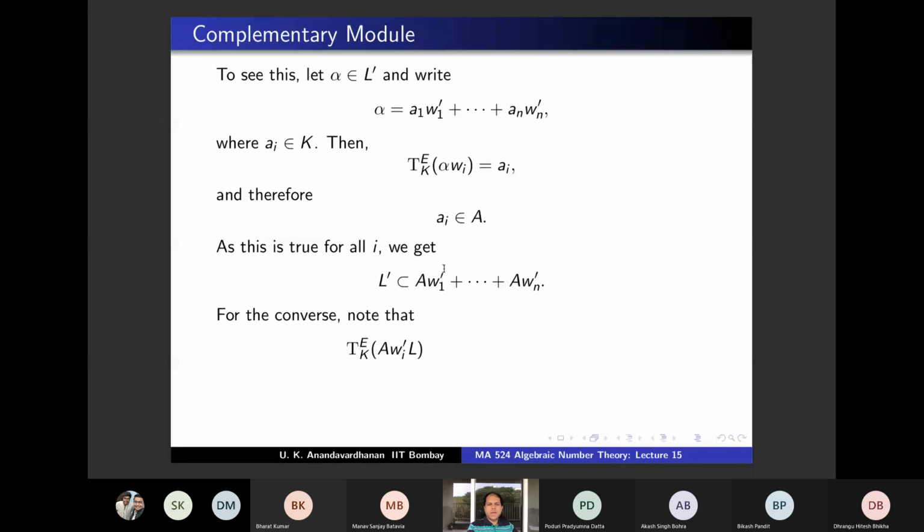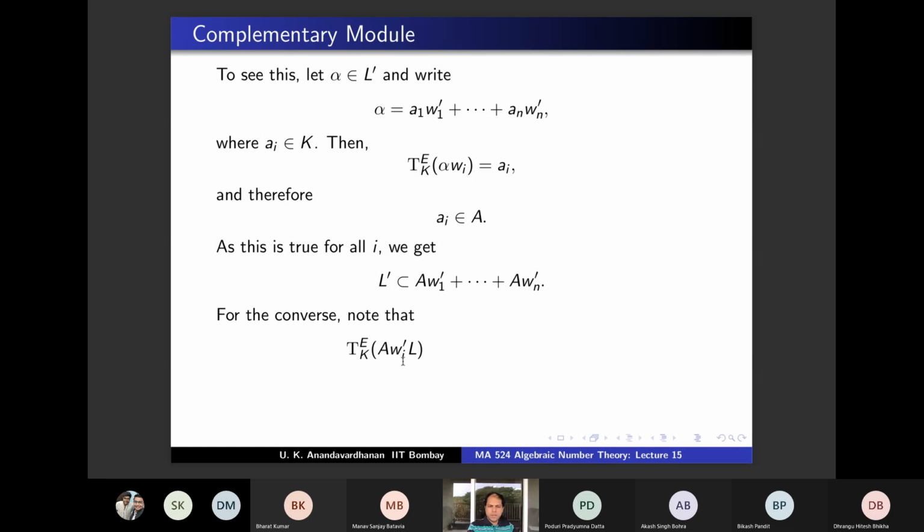So if you take A, W_i prime times L, and if you take trace, right, you have to show that this is contained in A. Yeah, so you take something in L, like summation alpha_i W_i, that is summation alpha_j W_j. So this A will come out because it's trace. Something A will come out.